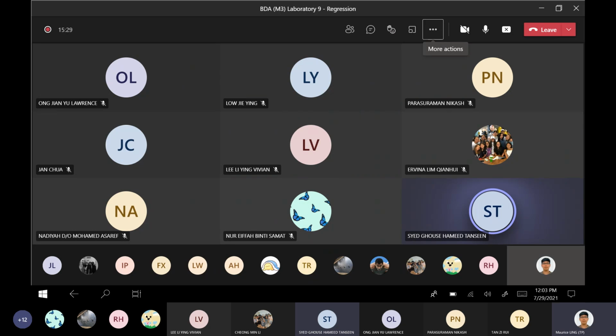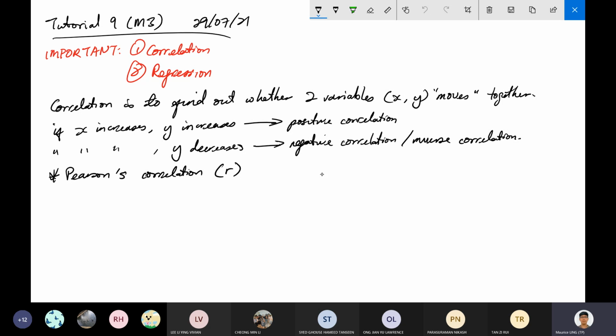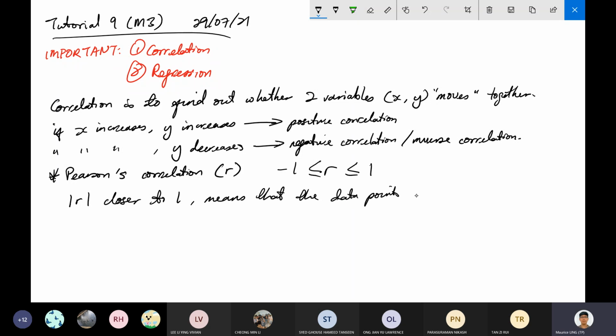-1 and 1. -1 and 1, correct. So correlation is bounded by -1 and 1 inclusive. All right, so the whole idea is, the absolute R value closer to 1 means that the data points are tighter or closer to the best fit line.